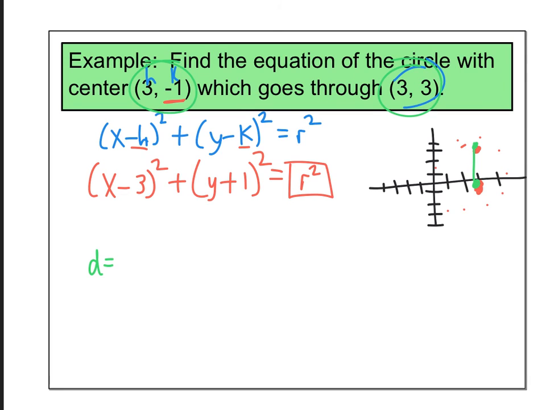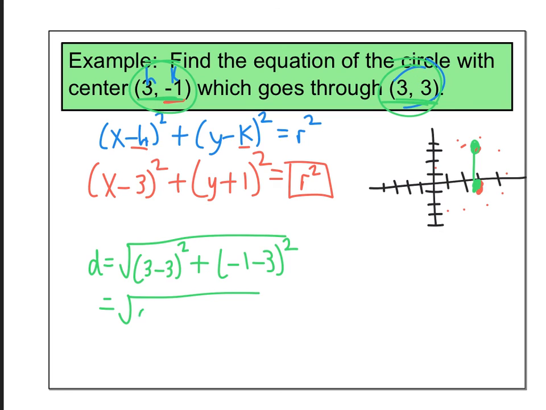I'm going to do the square root of the difference in the x values squared plus the difference in their y values squared, right? The distance formula using these two ordered pairs. And this is going to give me the radius of the circle, because the radius is the distance from the center to any point on the circle. That's why we're doing this.